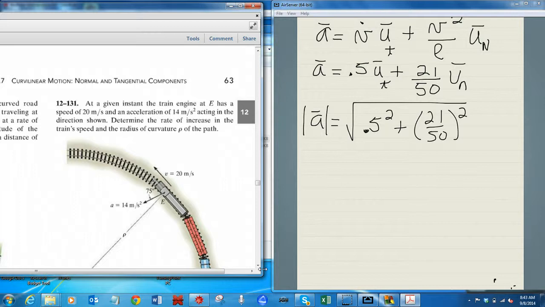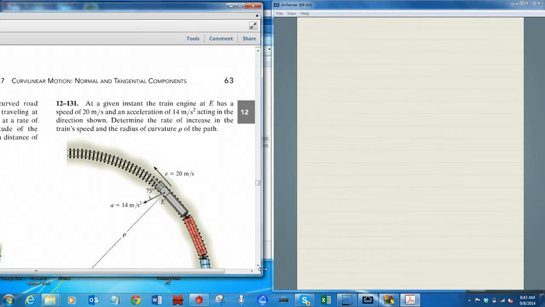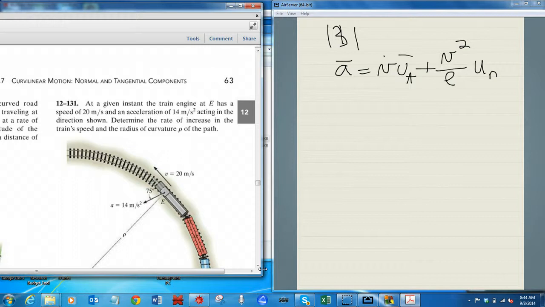How am I going to get the radius of curvature? Do you have a formula for the radius of curvature? So there was an acceleration term, and there was a change in speed, u tangent, plus speed squared over radius of curvature, u normal.